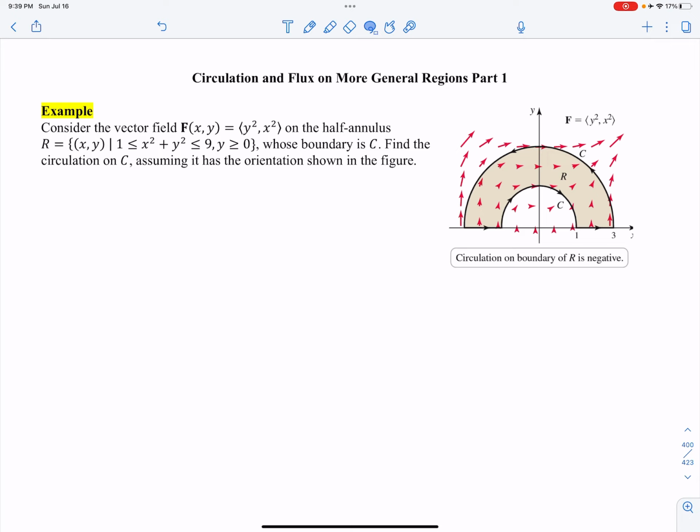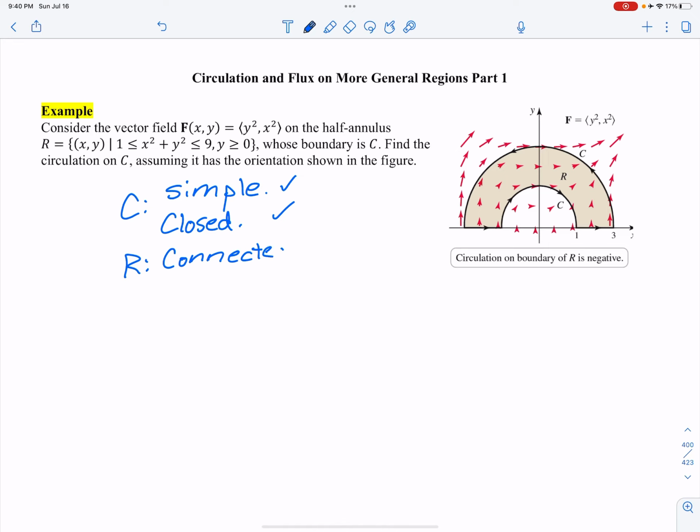To use Green's theorem, we are going to have to verify C and R. We'll do that first, and then we'll talk about the problem. C is simple, it doesn't overlap itself. It also is closed. So we have both of those, so C is good. R is connected: if I take two points in R, I can draw a path connecting them and keep it in R. And simply connected means I can put any open set in here and contract it down to a point that is still in R. That applies too, so we can use Green's theorem.